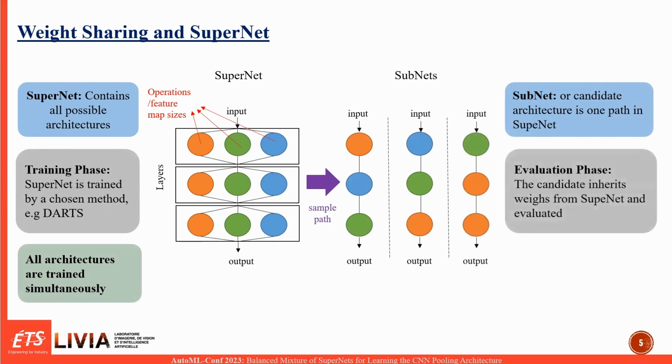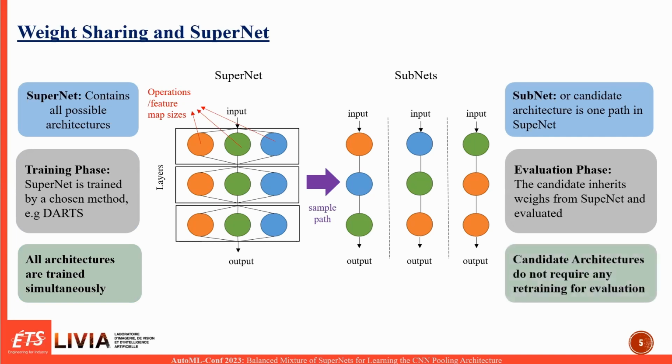These candidate architectures inherit the weights from the supernet and are then evaluated and ranked, and the best one among them is chosen as the final architecture. Since the candidates don't need any retraining, the weight sharing is very efficient.